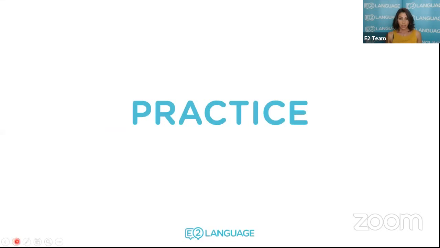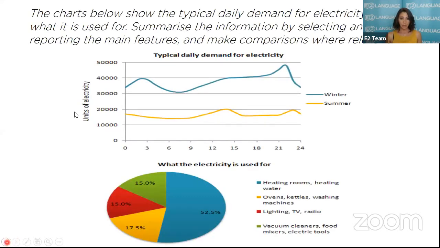Okay, let's practice. I have another one here for you. It's a little bit easier because it's just one of each. The charts below show the typical daily demand for electricity and what it's used for. Summarize the information by selecting and reporting the main features and make comparisons where relevant.